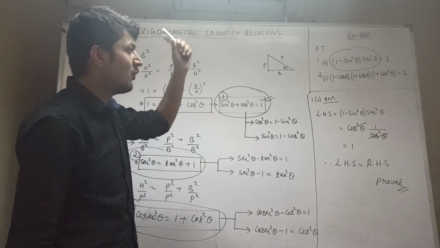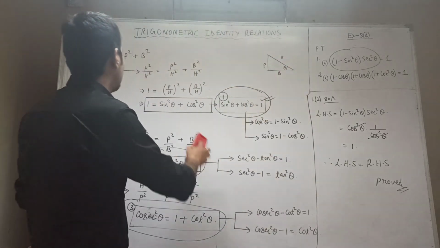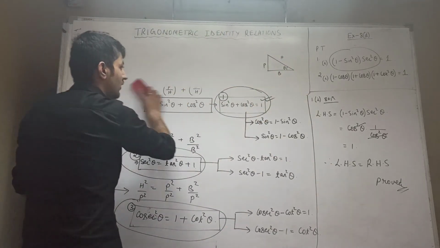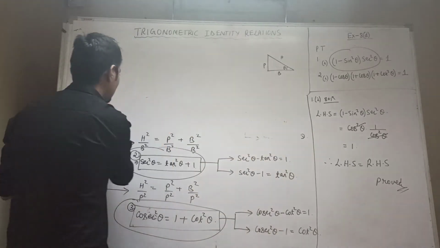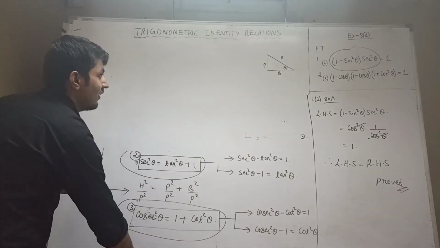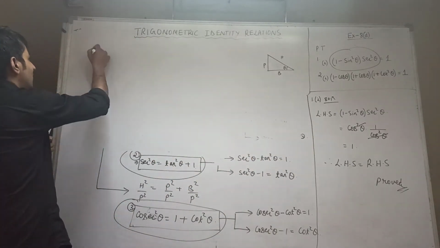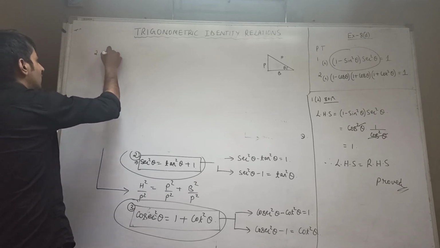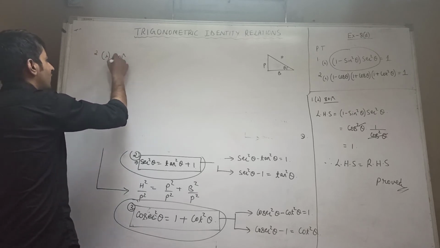So let me go to the next number. Let me solve one more number here. As you can see, the next number, 2 number 1, let me do it here. You start again with the left hand side.